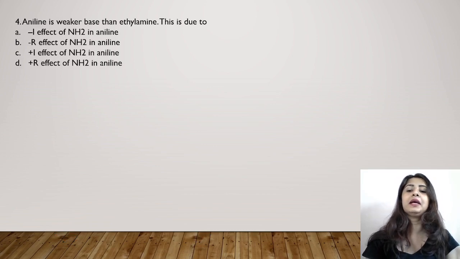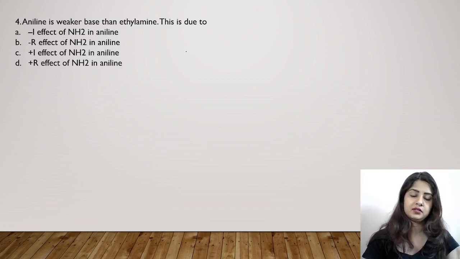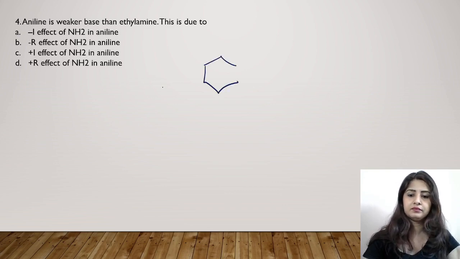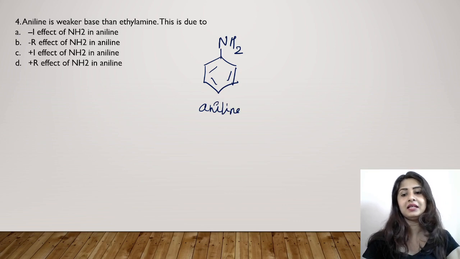Aniline is a weaker base than ethylamine. This question is from organic chemistry, and organic chemistry is approximately 34% of your NEET examination. So what is aniline? Aniline is a benzene ring with NH2. This is aniline, right? It says that aniline is a weaker base than ethylamine.